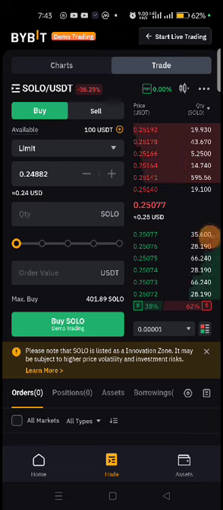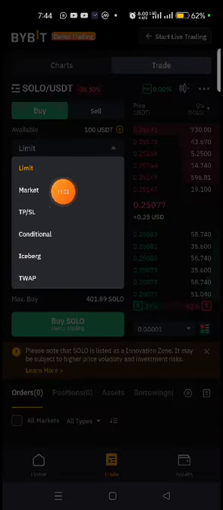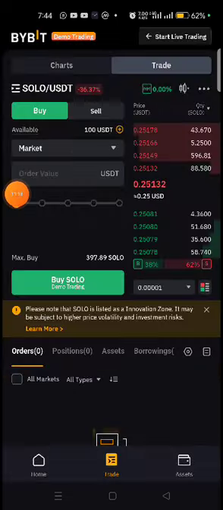So let's click on limit. On limit, you're going to see market, take profit and stop loss, conditional, iceberg, and TWAP. I don't know most of them. The only ones I know are limit and market. I have not really known what this take profit and stop loss and conditional and the rest down there mean. But this is our main focus, limit and market. Let's click on market. Market means you want to buy at the current price.